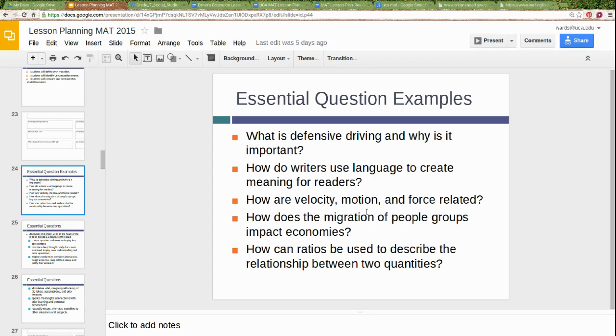Here are some examples of essential questions for you. What is defensive driving and why is it important? How do writers use language to create meaning for readers? From science, how are velocity and motion and force related? From social studies, how does the migration of people groups impact economies? And from mathematics, how can ratios be used to describe the relationship between two quantities? Again, large questions, and you're going to think of one.